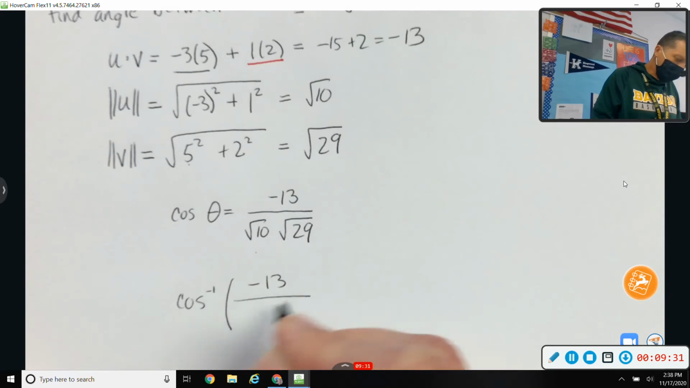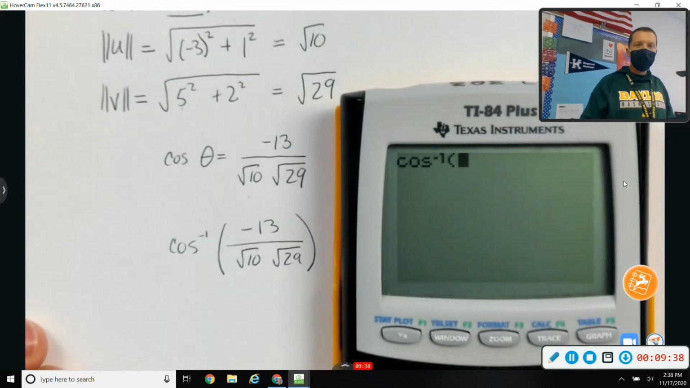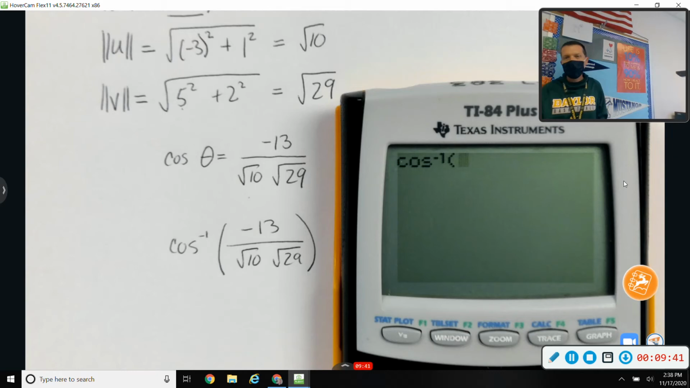So I want to uncosine all of that. This would be another good place to use the fraction bar in the calculator so that you don't mess up the parentheses.